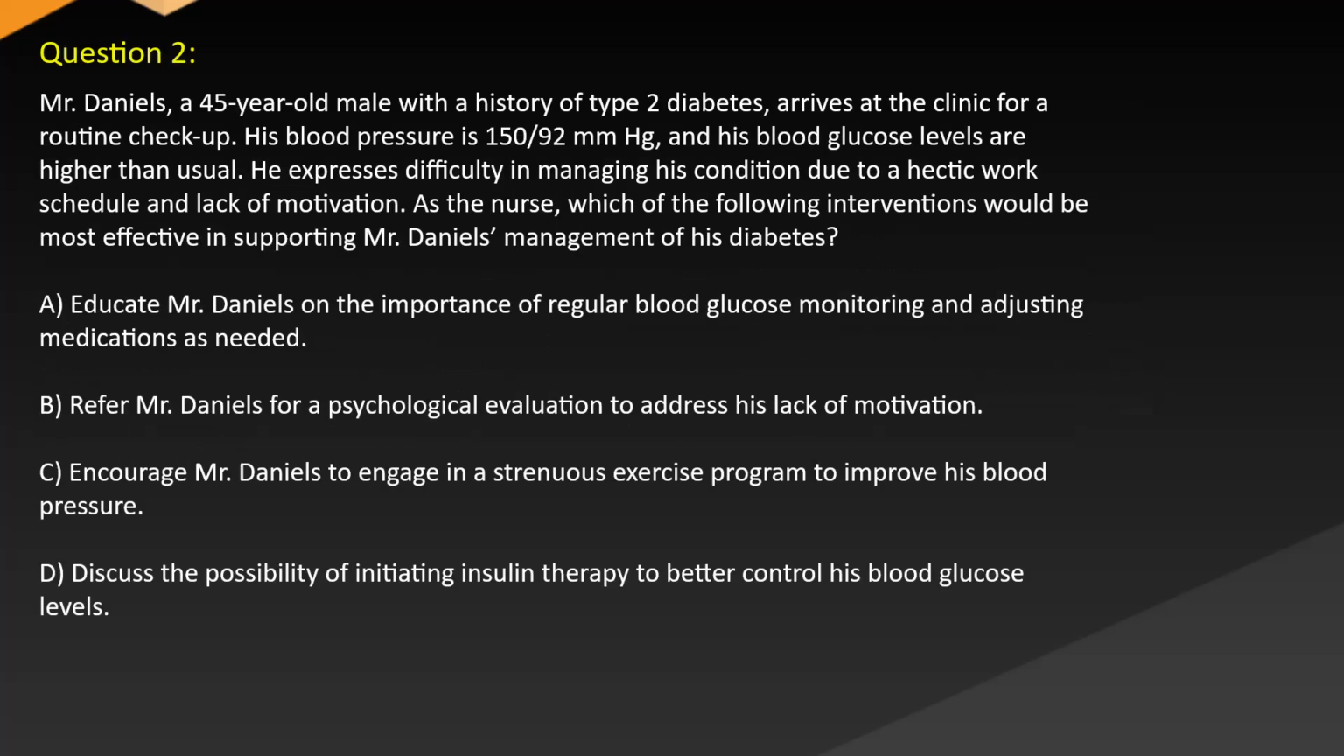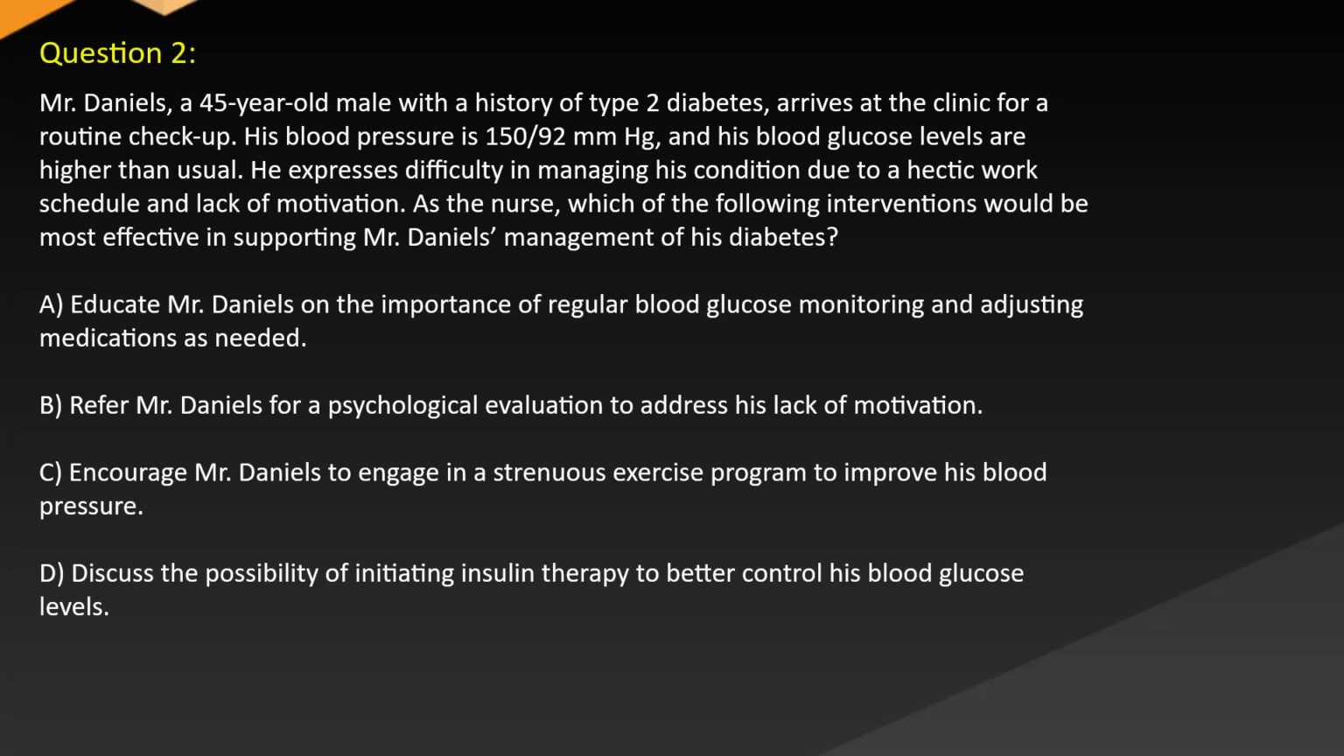Question 2. Mr. Daniels, a 45-year-old male with a history of type 2 diabetes, arrives at the clinic for a routine checkup. His blood pressure is 150/92 mm Hg and his blood glucose levels are higher than usual. He expresses difficulty in managing his condition due to a hectic work schedule and lack of motivation. As the nurse, which of the following interventions would be most effective in supporting Mr. Daniels' management of his diabetes?